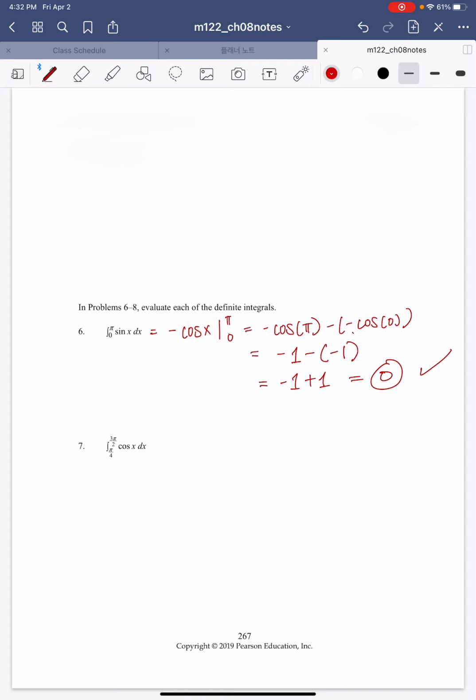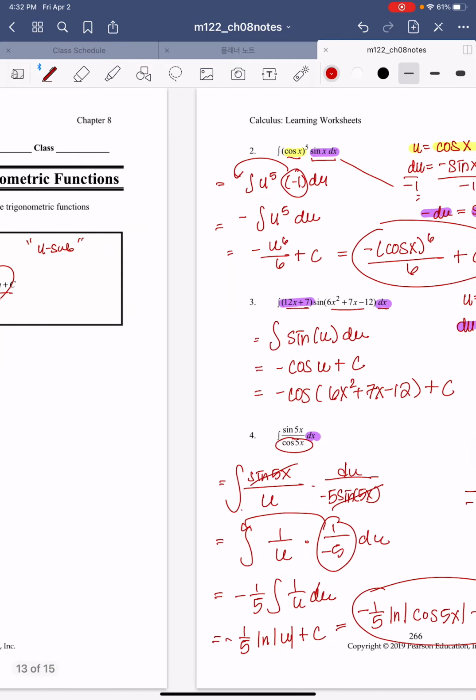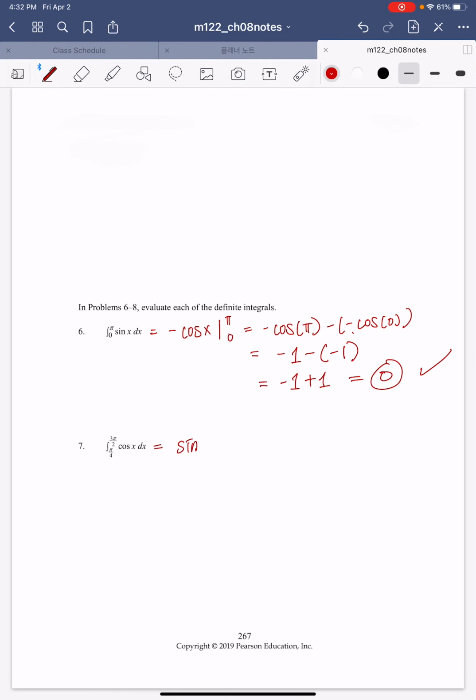Okay. One more, evaluating. So we have cosine of x. So the antiderivative of a cosine is a sine. So sine x integrating from pi over 4 to 3 pi over 4. So sine of 3 pi over 4, subtract sine of pi over 4. All these we have practiced, and these are the known angles from trig functions that we reviewed last time.